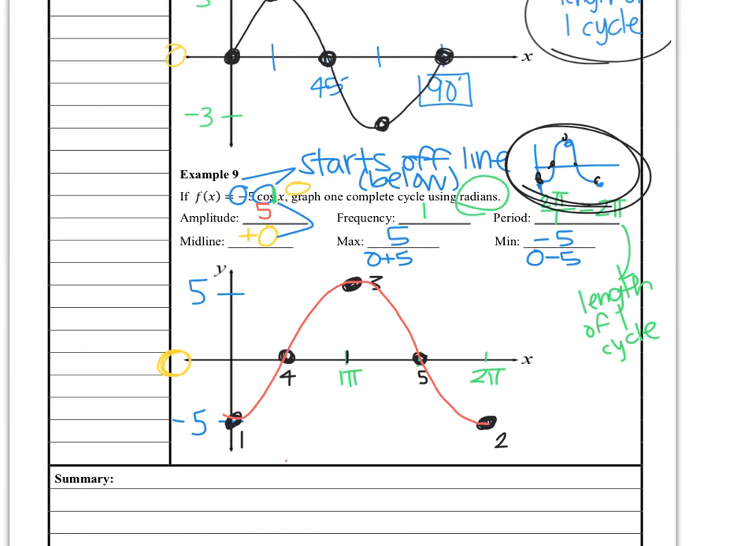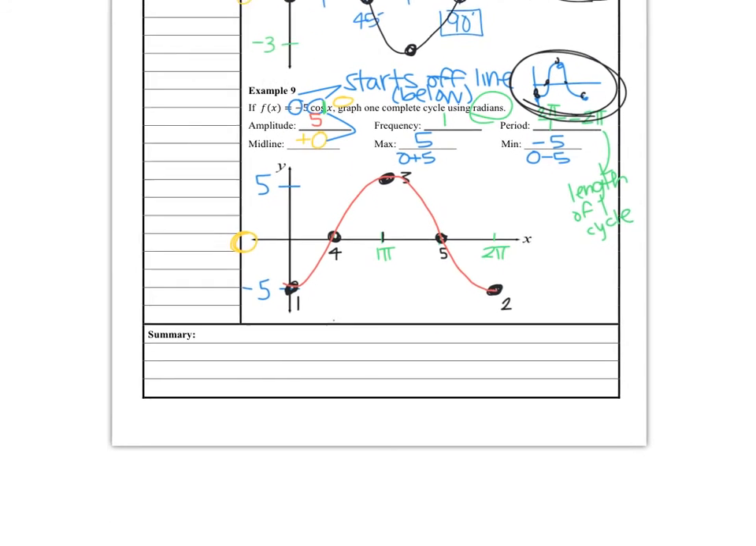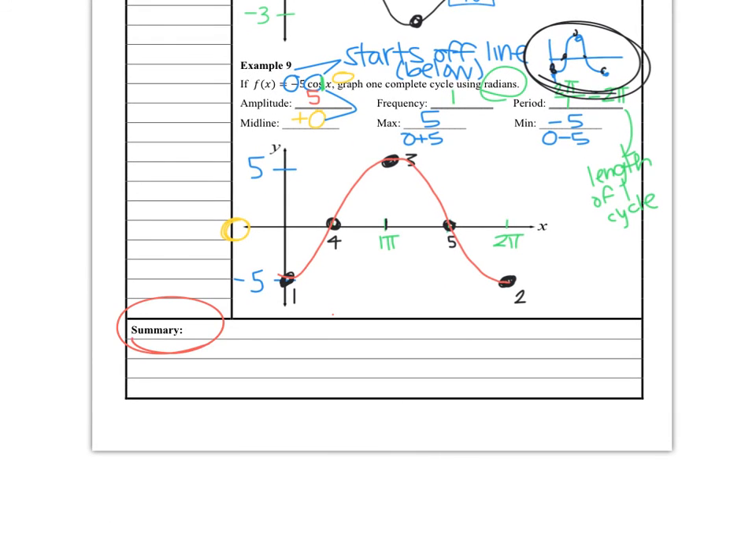Woo! You survived, friends. You did it. So you're going to take some time. Jot down things that you noticed or that you know you have to remember. Maybe a positive sine graph, a negative sine graph, positive cosine, negative cosine. Maybe you also want to talk about what frequency is and what period is.